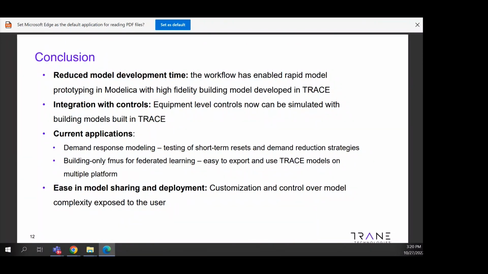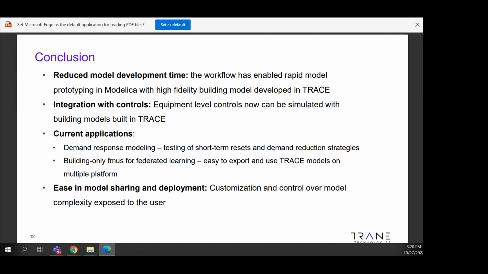In conclusion, this has significantly reduced the model development time, particularly on the building side. The second one is integration with controls. Now we can easily integrate the building models that are created in TRACE with equipment over networks. That is something we wanted to achieve. Current examples are the one mentioned with demand response modeling, and the second one is building the FMUs.